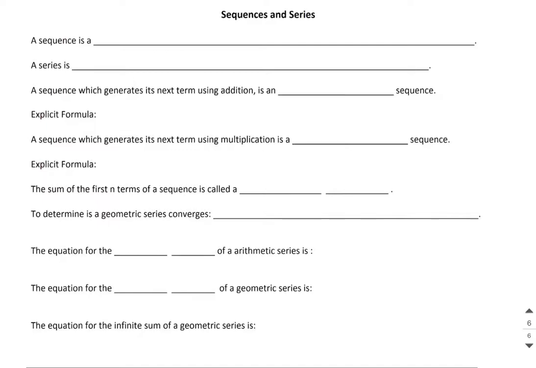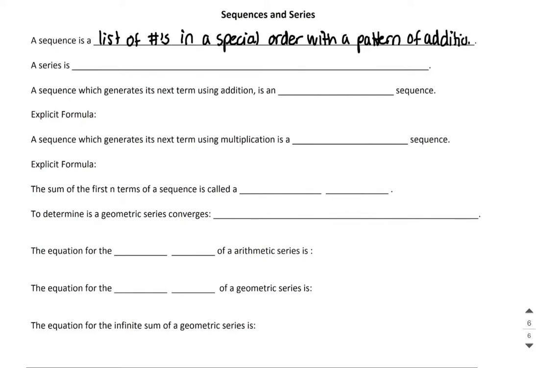In this video, we're going to review sequences and series. A sequence is a list of numbers with a special pattern or in a special order, with a pattern of addition or multiplication. So I know I'm either adding something as I go from term to term, or I am multiplying something as I go from term to term, depending on what kind of sequence I have.